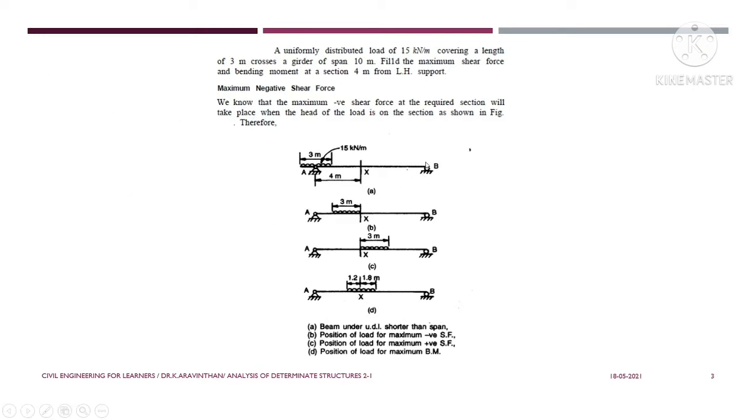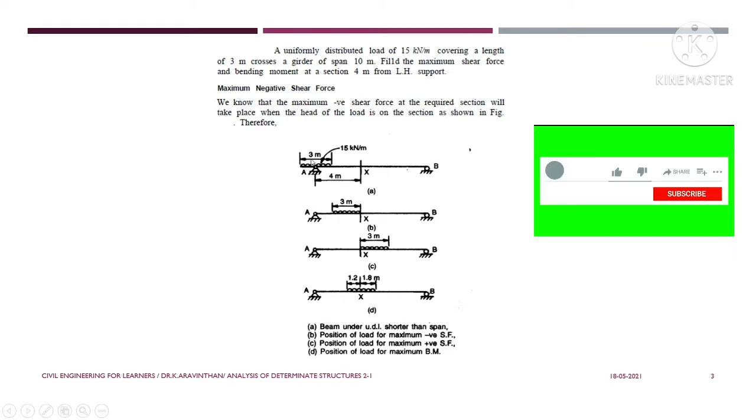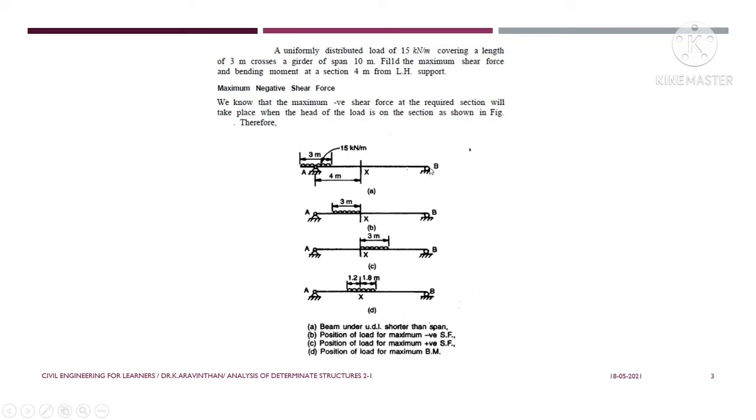In this determinate beam, what happens? A 15 kilonewton per meter UDL is crossing from one end. It starts from A and it moves across the span of the beam and it reaches the point B. Find the maximum shear force and bending moment at a section 4 meter from the left hand support, that is LH, left hand support. What is our point of interest? From the left hand side we will be taking a 4-meter distance, and at this 4-meter distance we will be taking the point as X. So what is the maximum shear force and bending moment at the point X?